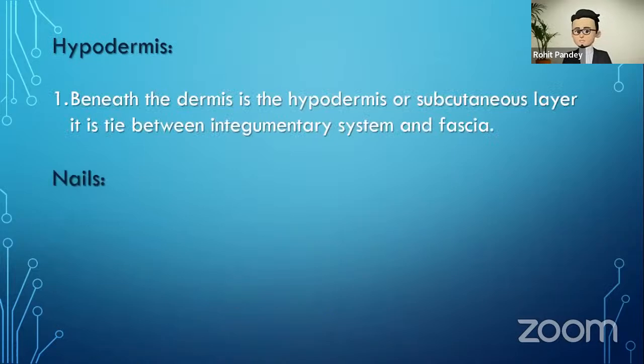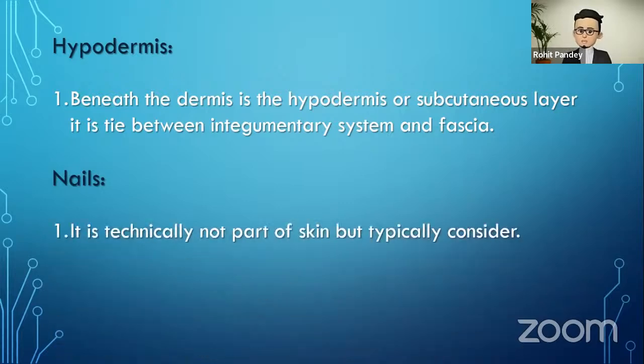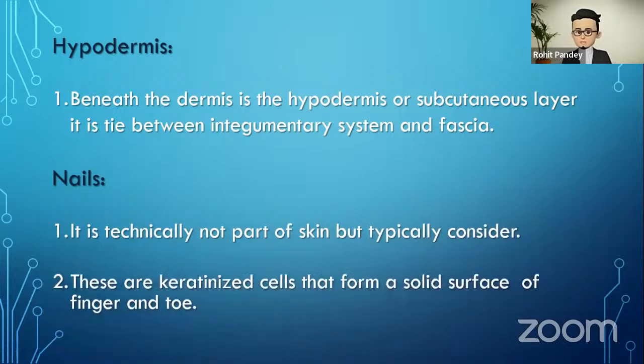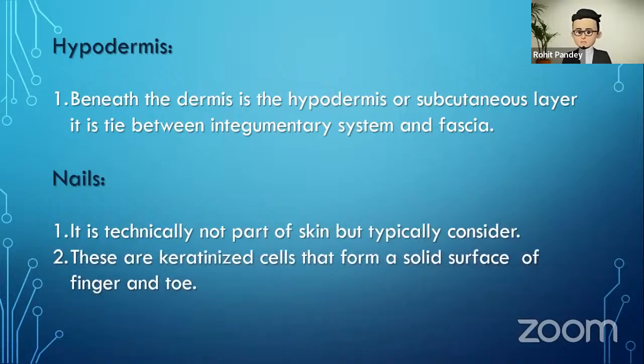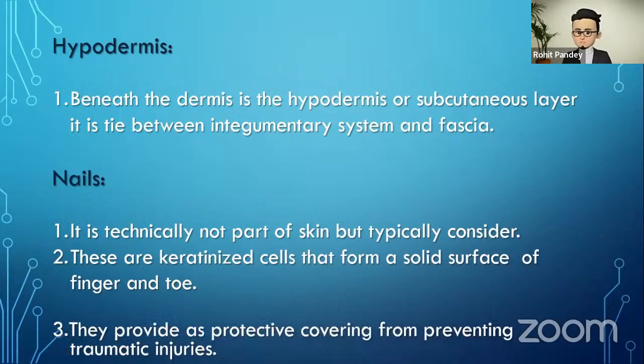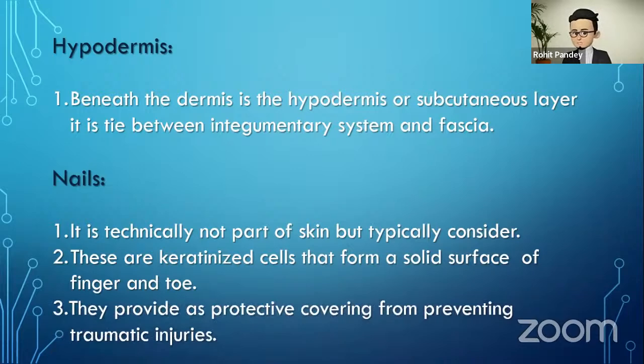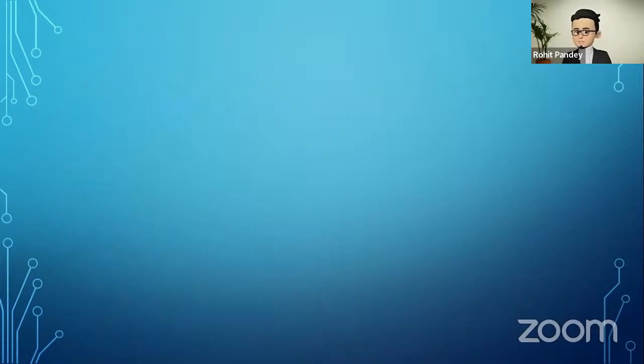Beneath the dermis is the hypodermis, or subcutaneous layer, and it is tied between the integumentary system and fascia. Nails are technically not considered part of the skin, but typically are. They are made up of keratinized cells and form a solid surface on the fingers and toes. They provide us a protective covering, preventing traumatic injuries.